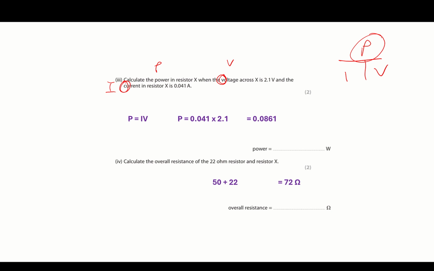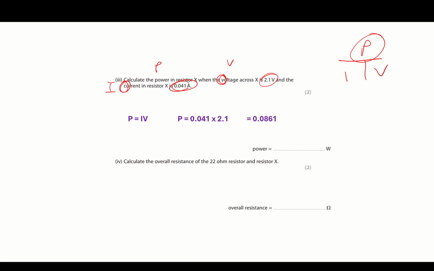Next one, calculate the power in a resistor when the voltage across it is 2.1 and the current. So we've got V, we've got I, and we've got P. And you know to use the power equation. So now we want to calculate the power. P equals I times V. Take the 0.041, multiply it by 2.1, and we get our answer, 0.0861.